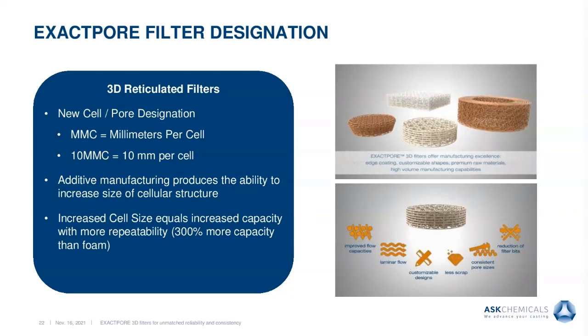With the design of the Exact Pour filter, a new cell designation was needed. This designation was to be MMC, which stands for millimeters per cell. A 10 MMC filter would have a cell size of 10 millimeters. The additive manufacturing process allows ASK the ability to increase or decrease the size of the cell structure. With increased cell size, increased capacity becomes more repeatable. On average, ASK recommends a like-size filter from 3D printed to foam to have a 300% increase to capacity.